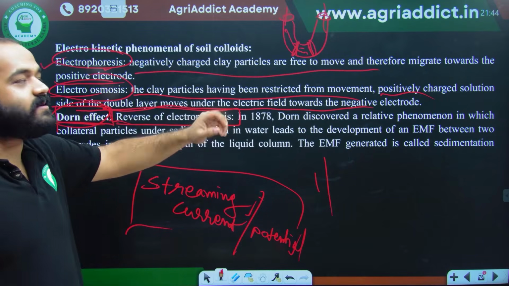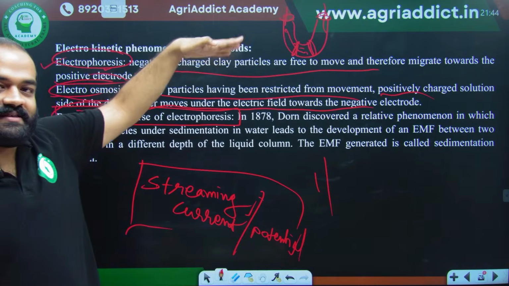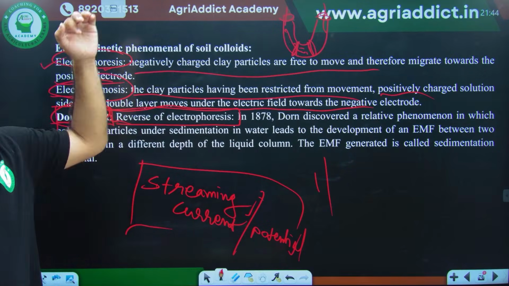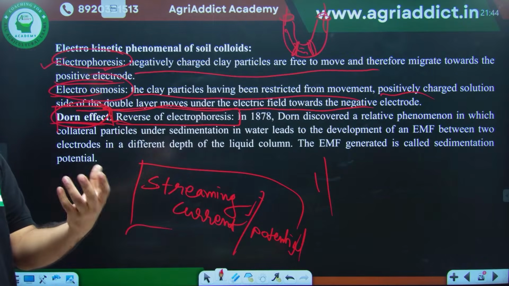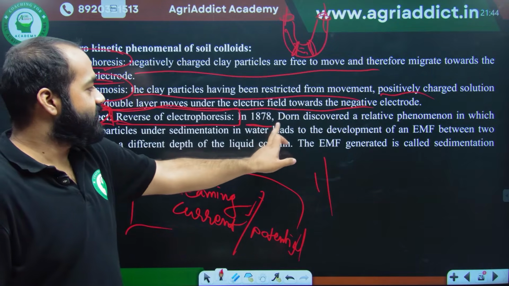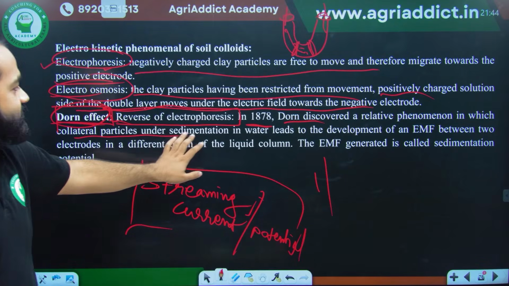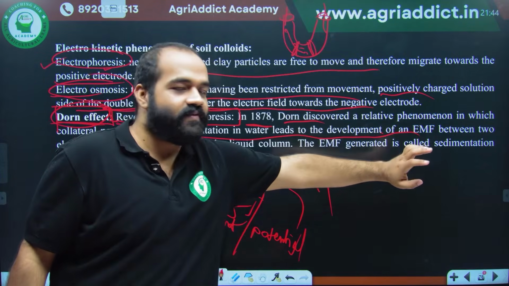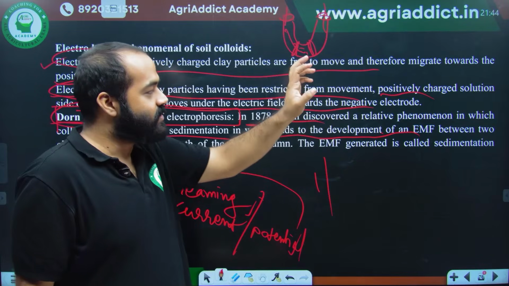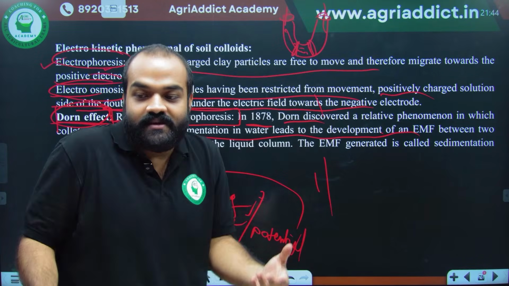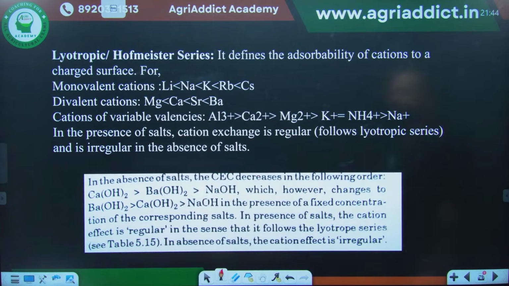What does reverse of electrophoresis mean? Here we applied an electric field, and the clay particles moved. Here, the clay particles are moving, and that is resulting in an electric field. In 1878, Dorn discovered a related phenomenon in which colloidal particles under sedimentation in water lead to the development of an EMF. There, giving an EMF caused clay particle movement; here, clay particle movement caused the development of an EMF. That is the Dorn effect, right?